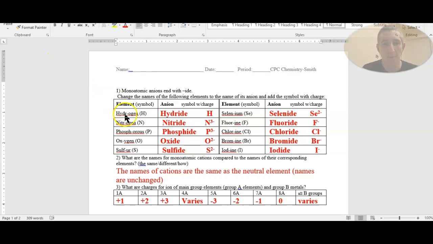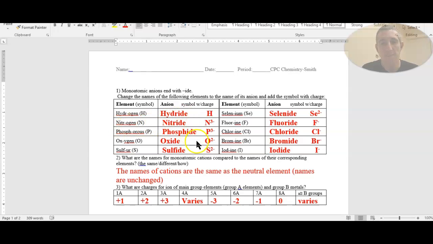So you have the full name hydrogen, and just the first syllable is kept. They all end with IDE. It's just a matter of what part of the element stays and what part gets dropped off, what part of the element becomes IDE. For the most part, it's the last syllable or two that gets the IDE ending. So hydrogen, two syllables, gets dropped to get hydride.